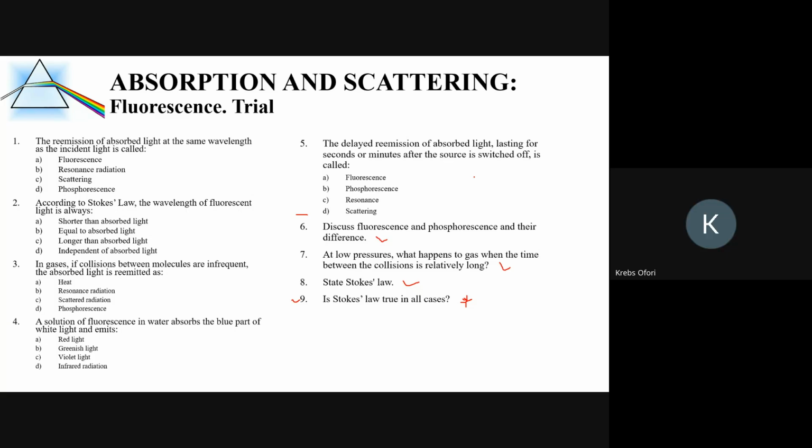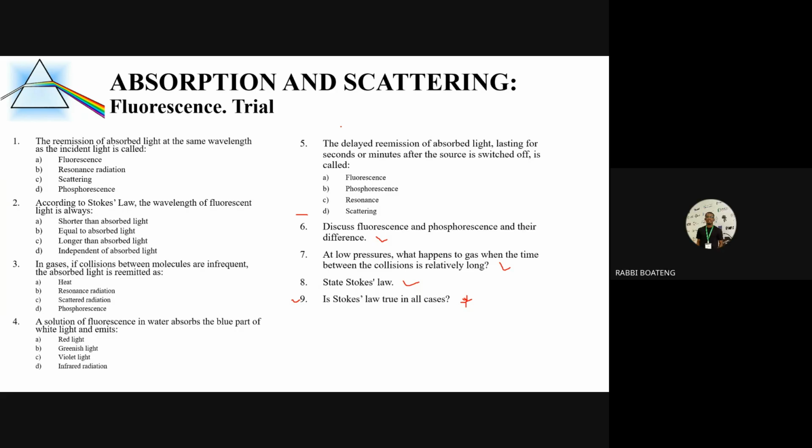In gases, resonance radiation. So in gases, what's the meaning of infrequent? Is it not so often? Okay. So if collision between molecules is infrequent, the absorbed light is re-emitted as what? So is that not a longer wavelength or something like that? That's resonance radiation. Resonance radiation comes in if we have the re-emission the same as the incident light.